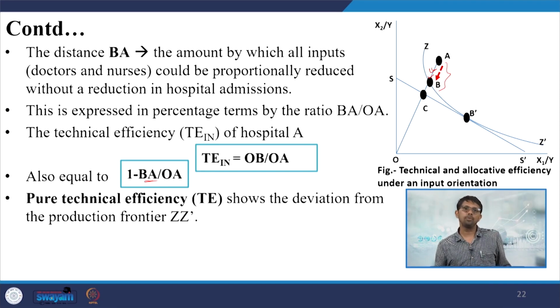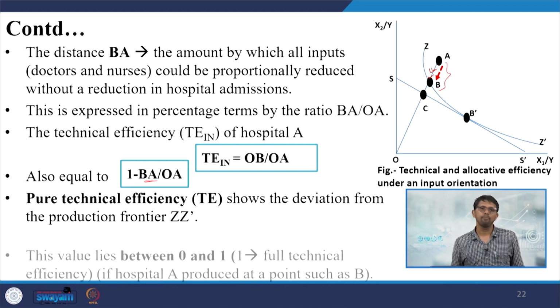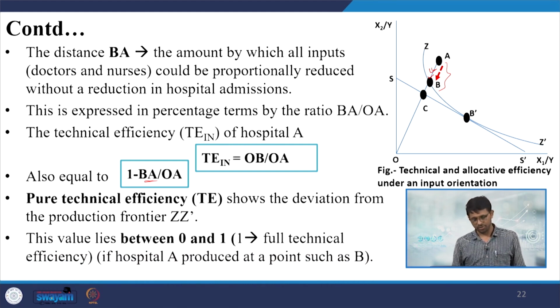Then what do you mean by pure technical efficiency? This shows the deviation from the production frontier, that is Z prime, and this value lies between 0 and 1, and if it is 1, that means full technical efficiency is achieved. If hospital A produces at a point such as B, once the B level is achieved, that means full technical efficiency is actually achieved. Okay.